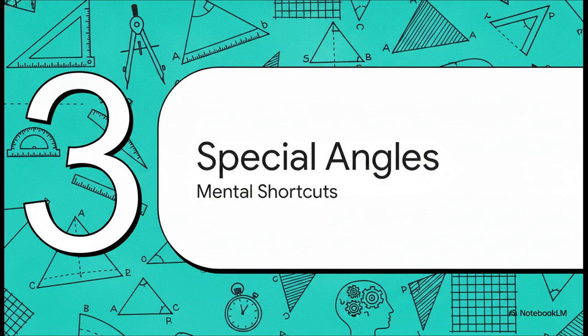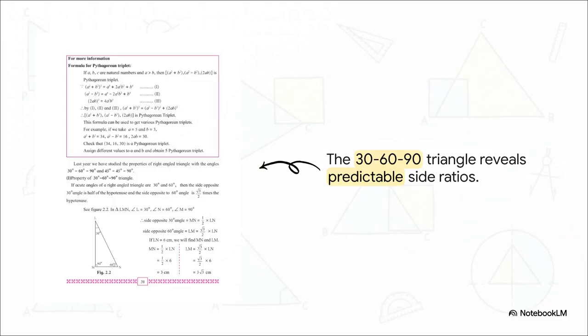Section 3, special angle properties, the mental shortcuts. Now, in mathematics, we absolutely love mental shortcuts, especially when it saves us precious time during exams. Take a look at triangle LMN. This is what we call a 30, 60, 90-degree triangle. There is a beautiful, strict pattern here. The side opposite the 30-degree angle, side MN, will always be exactly 1/2 the length of the hypotenuse, LN. Furthermore, the side opposite the 60-degree angle, side LM, will always be √3/2 times the length of that same hypotenuse.